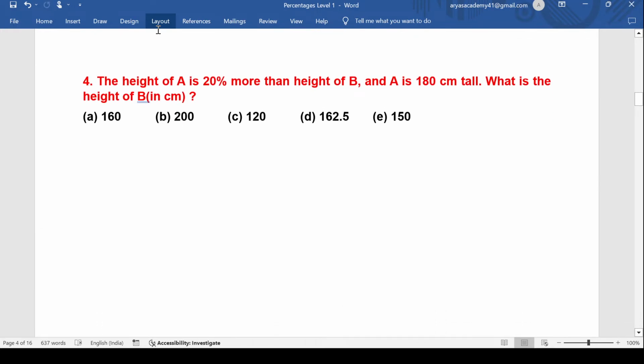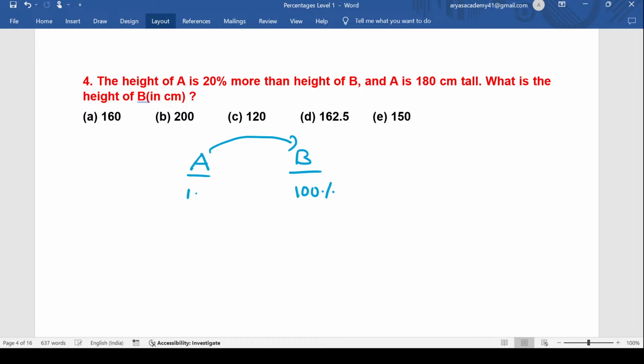Question number 4. The height of A is 20% more than the height of B, and A is 180 centimeters tall. So there is a comparison between two values, A and B. What is the first point? The height of A is 20% more than B. So A is being compared to B. So obviously B is the reference point, which is 100%.